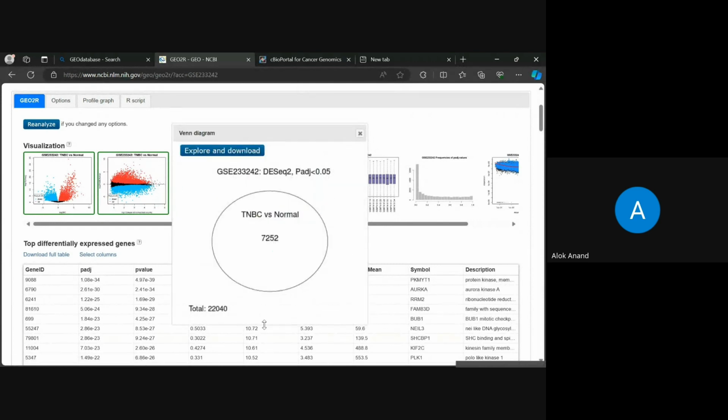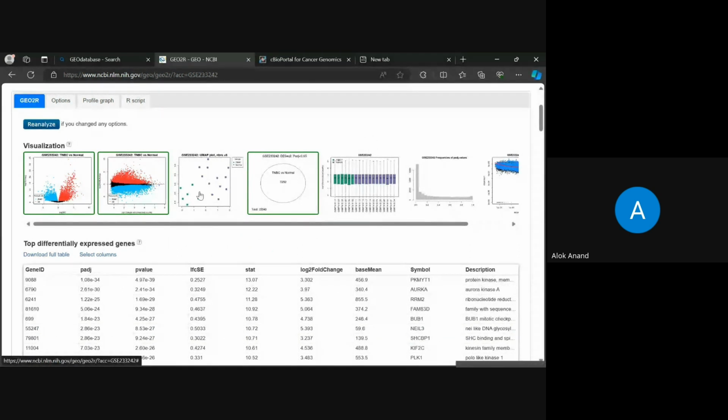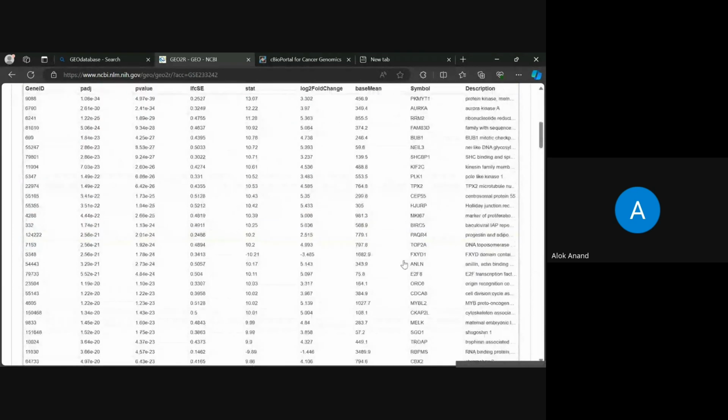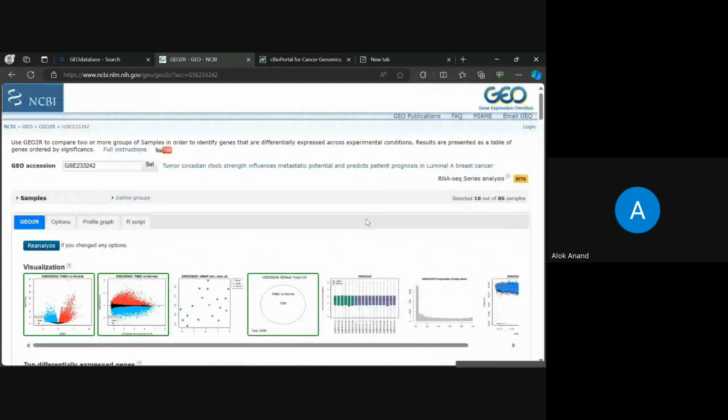Now see, this is basically a Venn diagram. This is a Venn diagram. There are a total of 7 to 5 genes that are differentially expressed between TNBC versus normal. Right now I'm not going to interpret this whole plot, but within the course we'll see how to analyze these kinds of data.